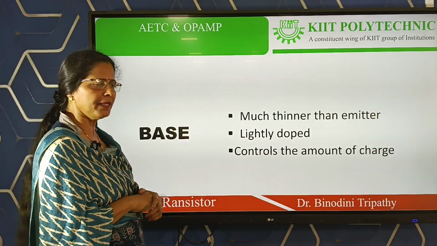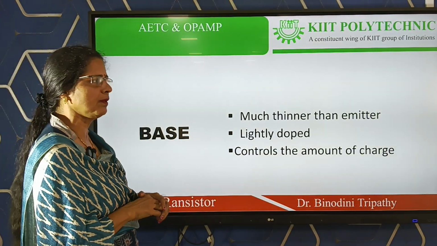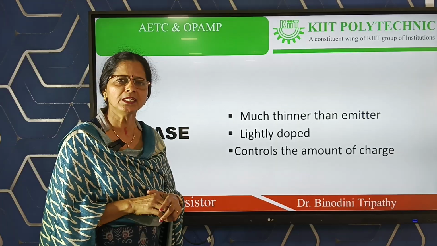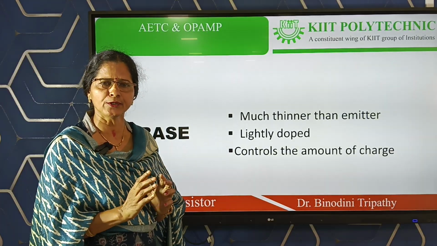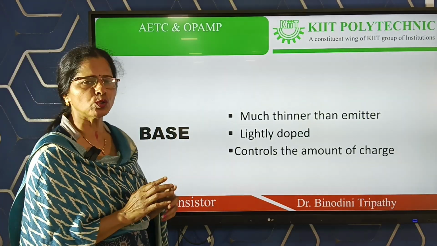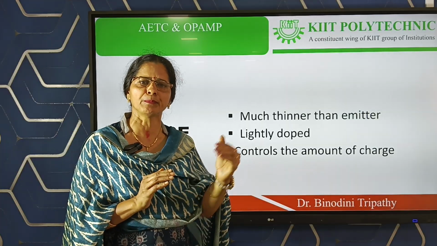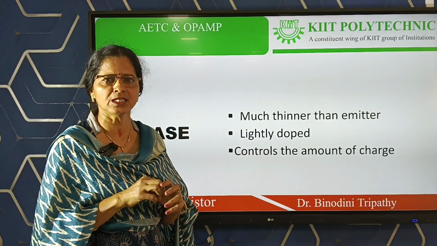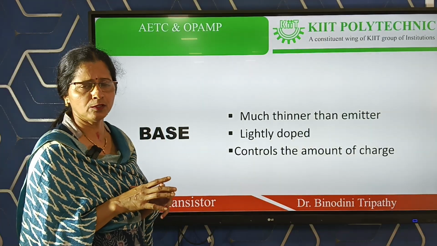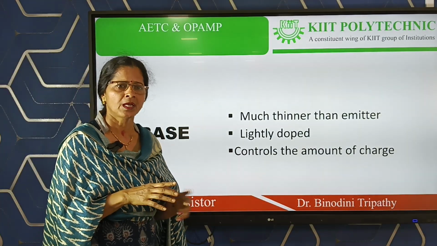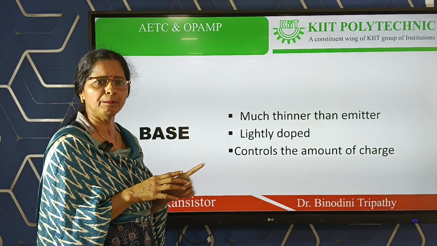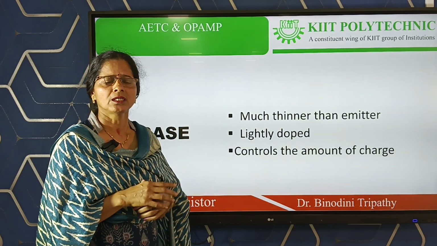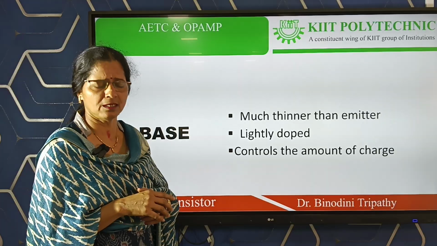Then what about the base? Basic idea about the base: while constructing, the base should be very thin and lightly doped, and it controls the amount of charge coming from the emitter. The emitter is the main part that emits the majority of the charge, producing the current within the transistor. At the middle, the base will control the charge coming from the emitter region.